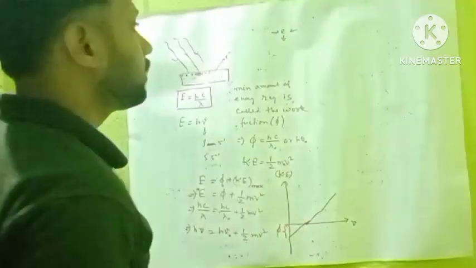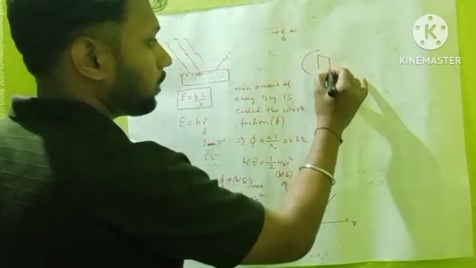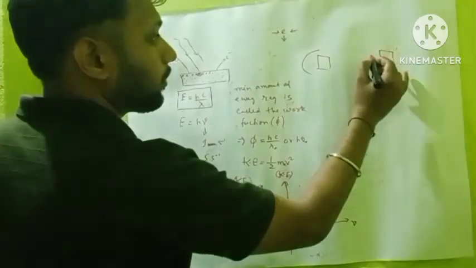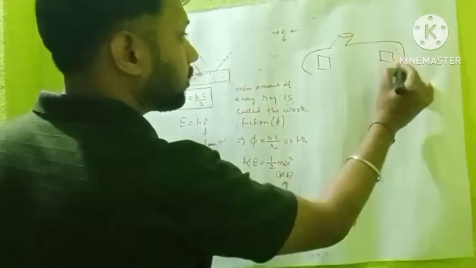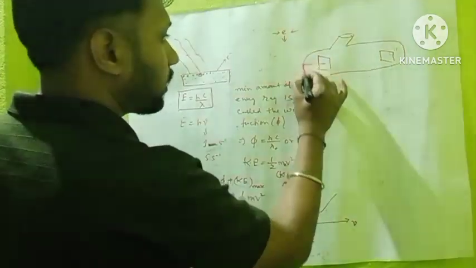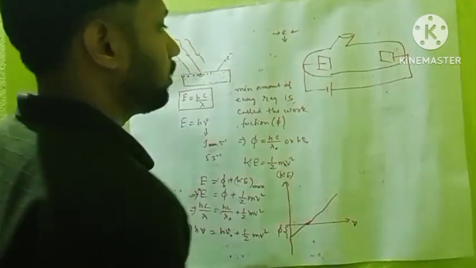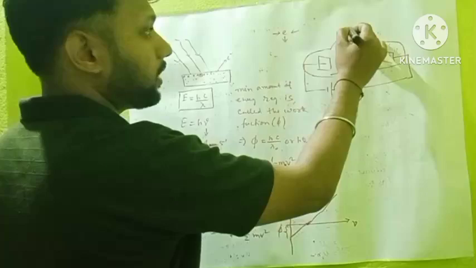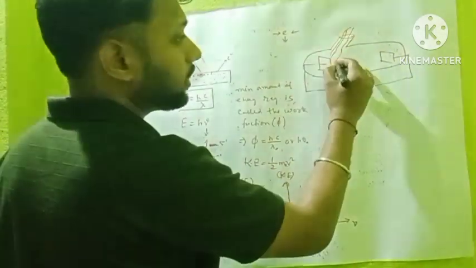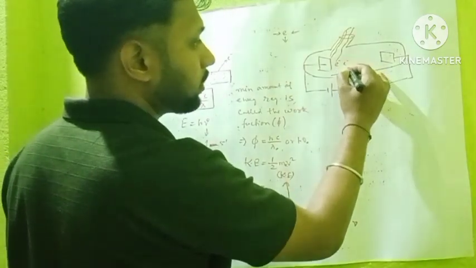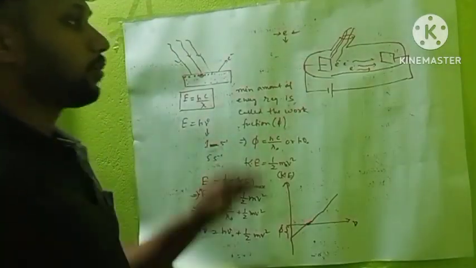The setup of the photoelectric effect was something like this. Here is a metal plate, and here is another metal plate. Let me draw it first. These two metal plates will be connected by a battery, and from here we will incident the light. As I incident the light, electrons get released from the surface and move in this direction.